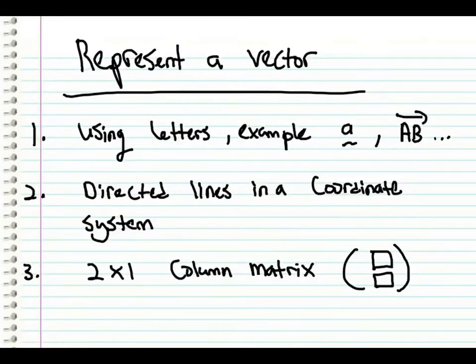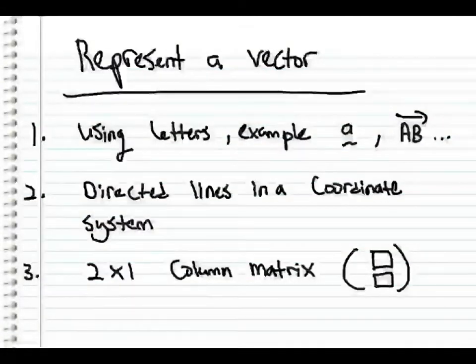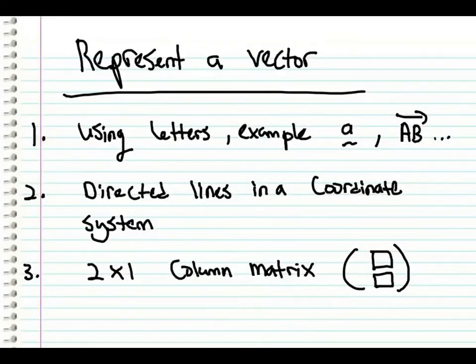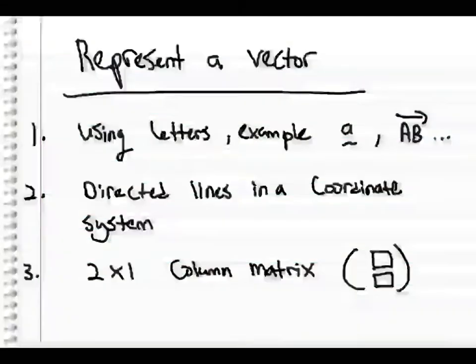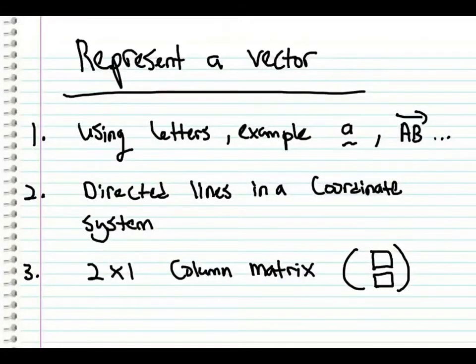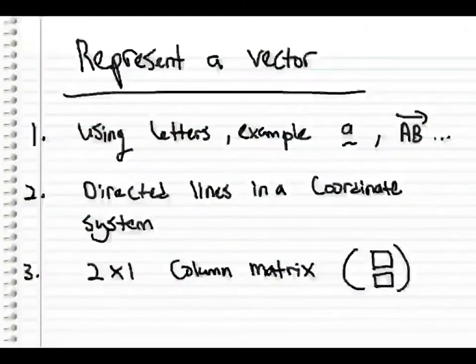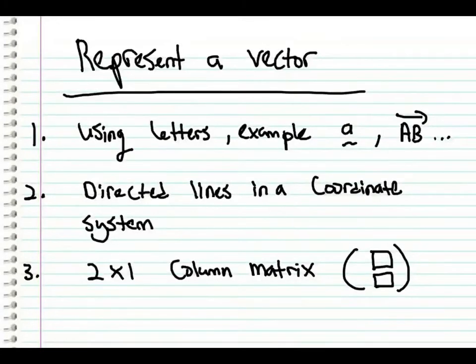In maths, there are three ways to represent a vector. Firstly, we use letters such as small a with a curly line below it, or capital AB, where A is a starting point and B is an ending point. The second way is by drawing directed lines in a coordinate system, your familiar XY axis. And thirdly is by using a 2x1 column matrix.